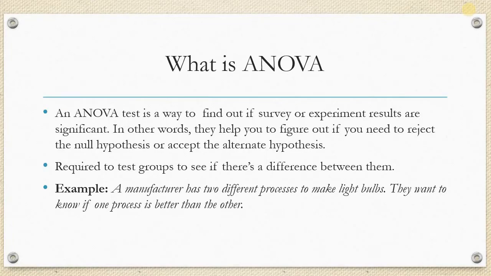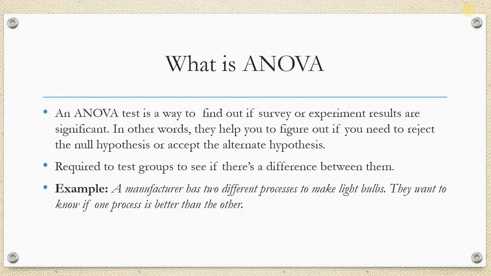Now an ANOVA test is a way to find out if survey or experiment results are significant. So if you are conducting a survey on different things, whether your result is significant enough or not, you are going to get that from ANOVA. In other words, it helps you figure out if you need to reject your null hypothesis and accept the alternate hypothesis. I have discussed hypothesis testing, etc., in my last video, which you can find by clicking on the I button.